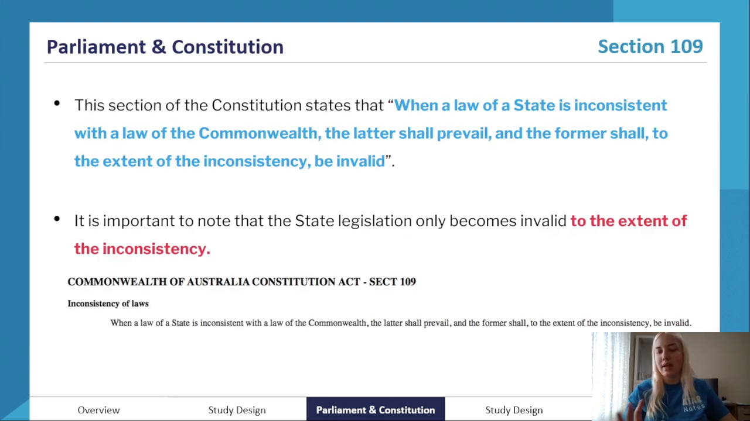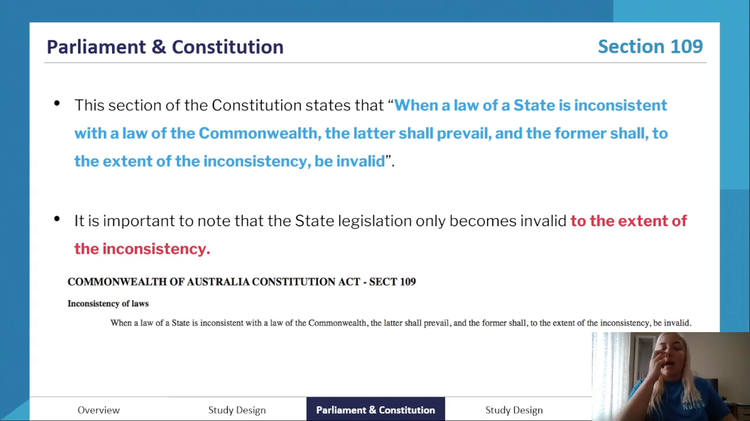Remember, this is really accessible, so you need to be able to explain this in quite a bit of detail. Section 109 explains what occurs if, under concurrent powers, a state law and a Commonwealth law contradict each other. So the actual section of the Constitution explains exactly what's going to happen. When a law of a state is inconsistent with a law of the Commonwealth, so they are clashing, the latter shall prevail, and the former shall, to the extent of the inconsistency, be invalid.